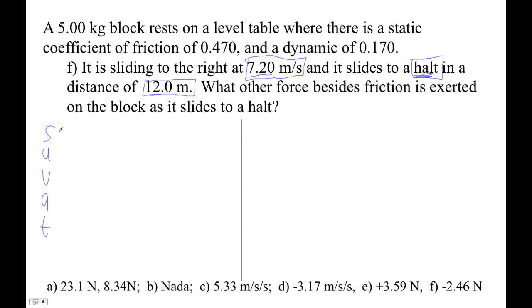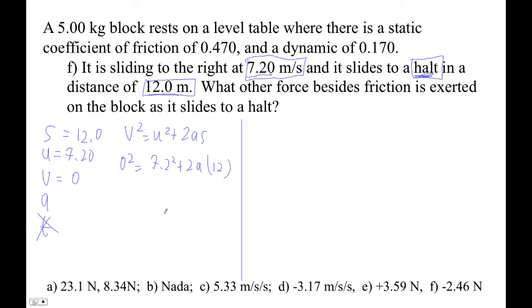Sliding to the right, it's already doing that. So that is our initial velocity. Final is 0. This is going to be a negative acceleration. Our displacement is 12 meters to the right, so 12.0. I'm going to choose no t, so 0 squared equals 7.2 squared plus 2 times a times 12.